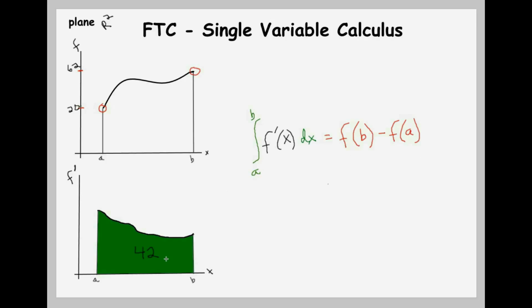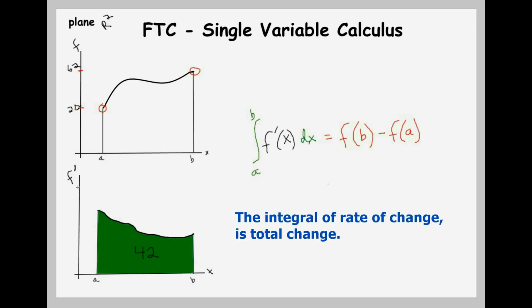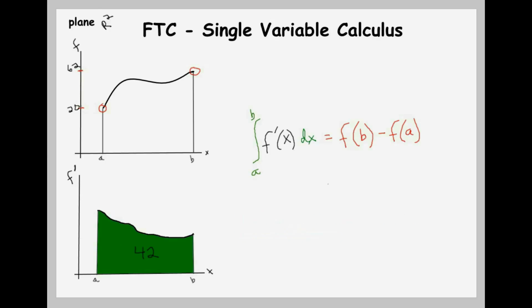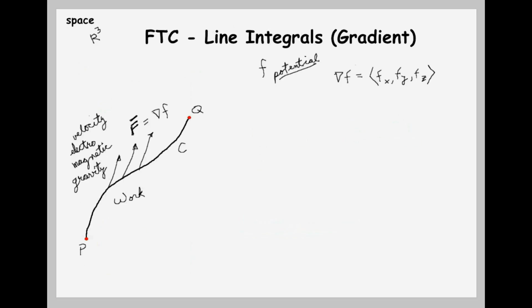What this says is, for example, the area under the rate of change curve, 42 in this example, is exactly equal to the length of this line segment. In multivariable calculus, we have three theorems. The first is line integrals, often known as the gradient theorem.